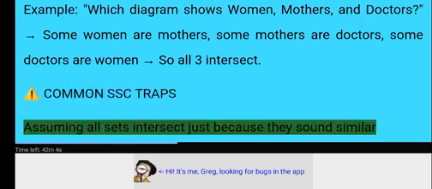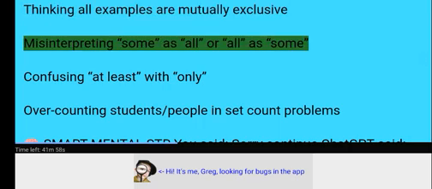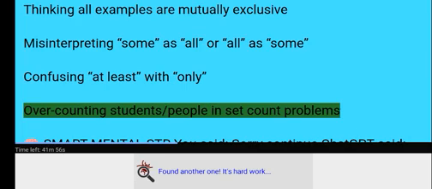Warning: common SSC traps. Assuming all sets intersect just because they sound similar. Thinking all examples are mutually exclusive. Misinterpreting some as all or all as some. Confusing at least with only. Overcounting students or people in set count problems.